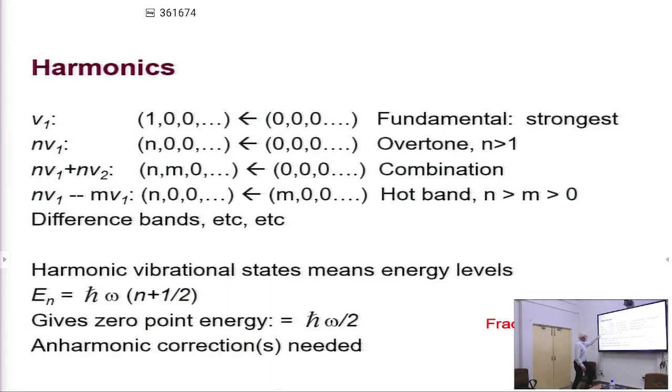You get combination bands, and that's also used in harmonics, where you actually combine 2 harmonics. In other words, you excite 2 modes at the same time. They're also weak. They tend to be weaker than overtones, but they still occur. And then you get hot bands. And hot bands are ones that don't start from the ground state.